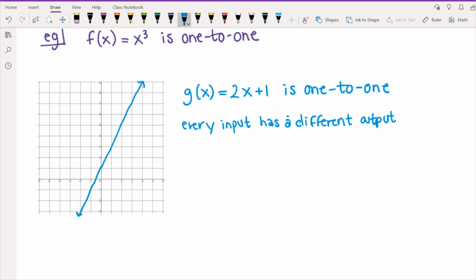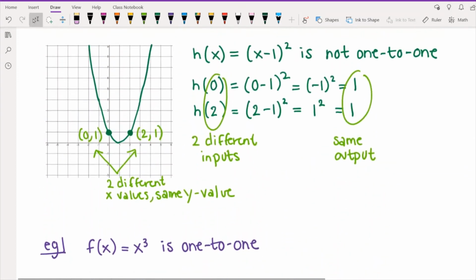Okay, so what is the kind of test that we can do to graphs to determine whether a function is one-to-one? Well, remember that we had something called the vertical line test for determining whether something's a function. So now we're going to have something called the horizontal line test that is for determining whether functions are one-to-one. So I'll define the horizontal line test in a moment, but let me just show you on these examples.